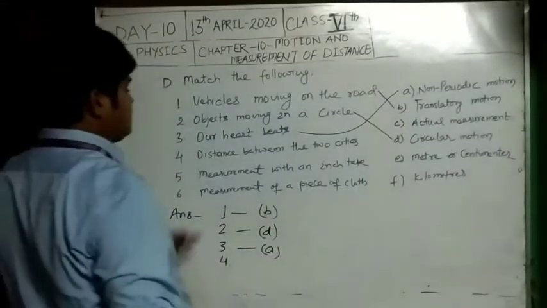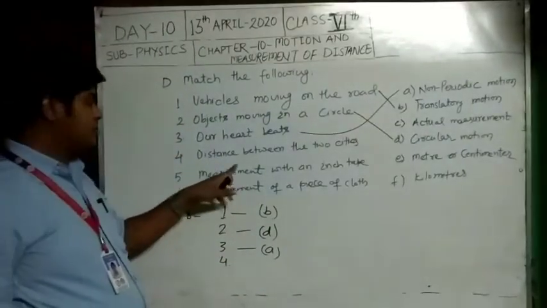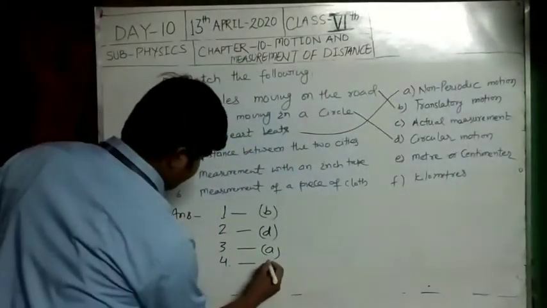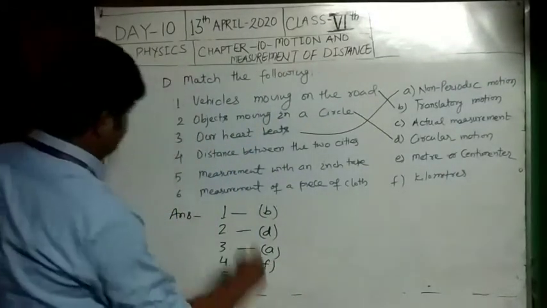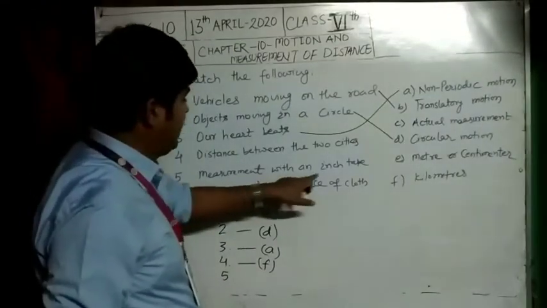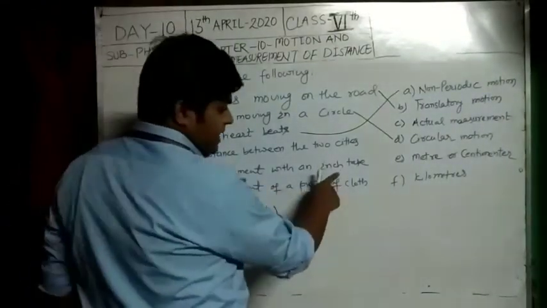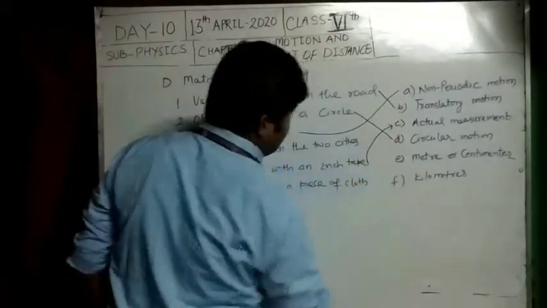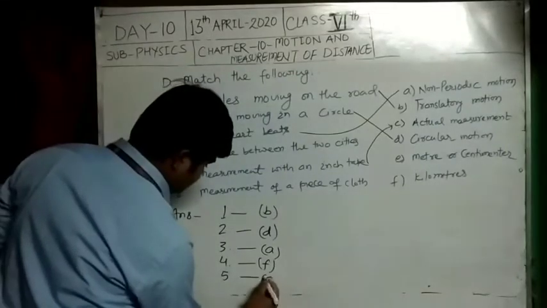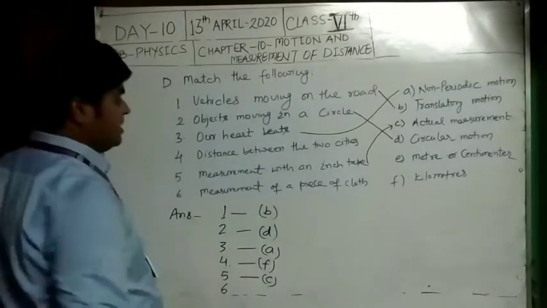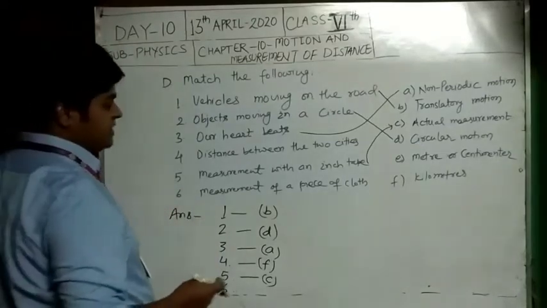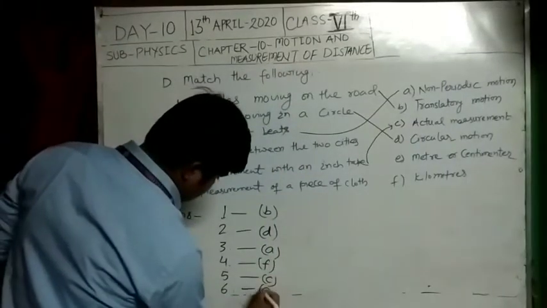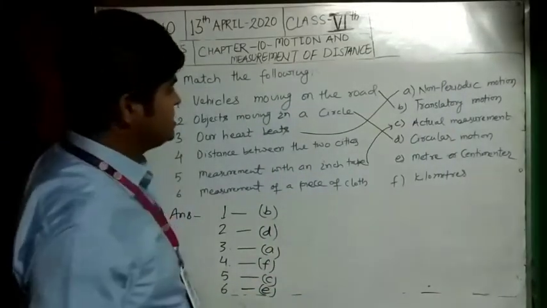Fourth, distance between the two cities. This is a large distance, so it can be measured in kilometers. Your option is F. Measurement with an inch tape. You can measure by inch tape, and a scale is an actual measurement. Option is C. And the last one is measurement of a piece of cloth. It is a small distance, that means it can be measured in meter or centimeter. That means your option is E. Now let us see short answer questions.